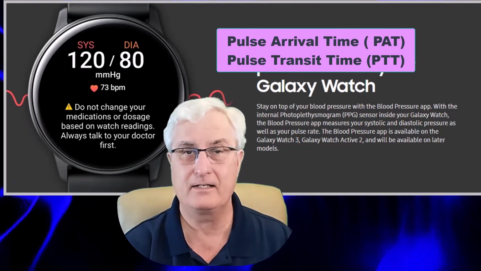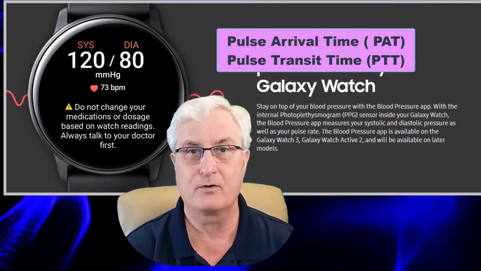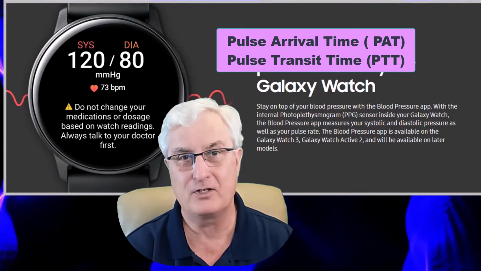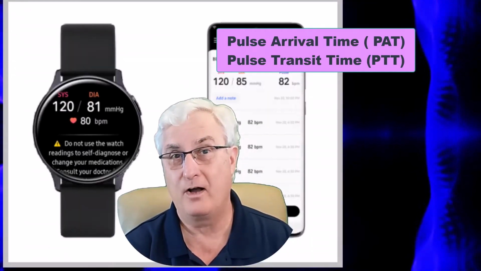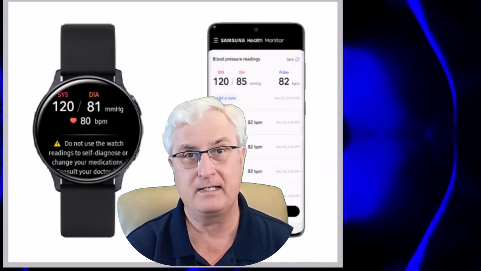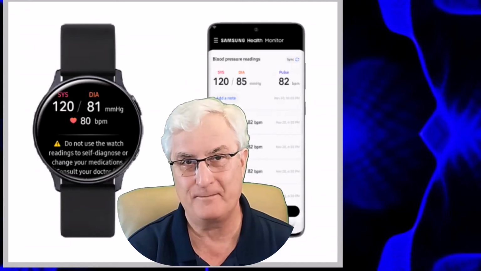It's a calculation from your original blood pressure that you put into your watch. And that is why your watch needed to be calibrated. And it also needs to be calibrated about once a month to use this technology.